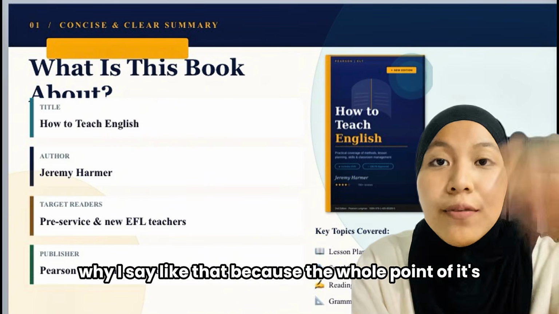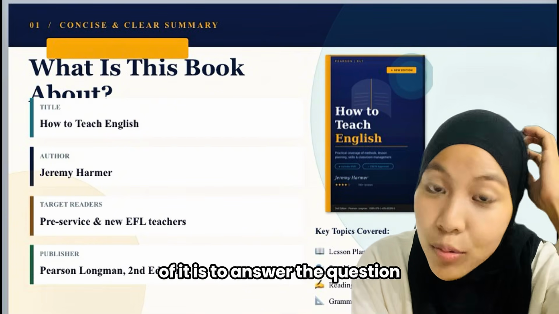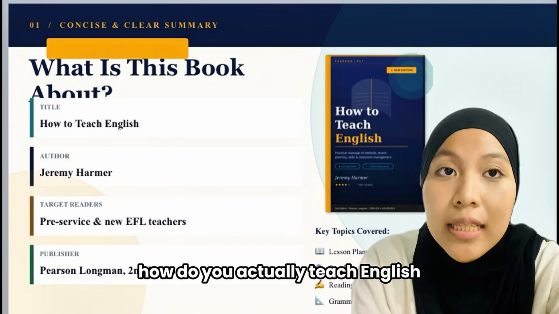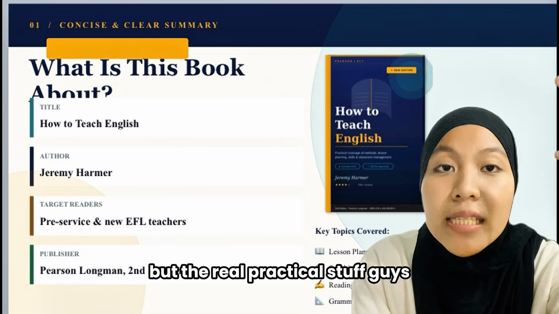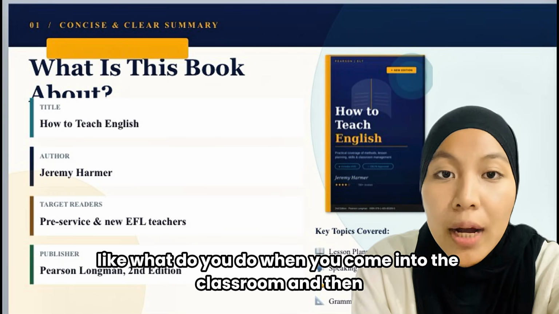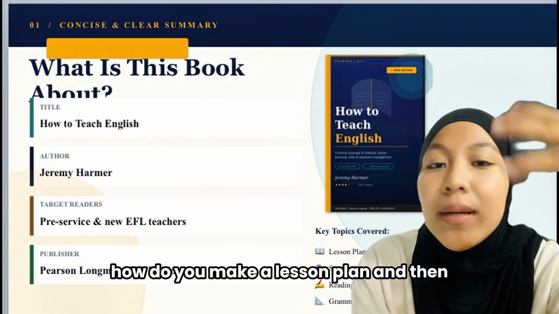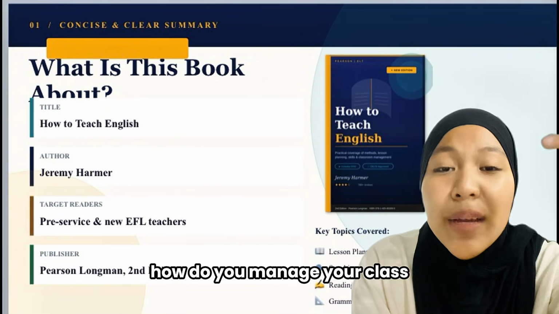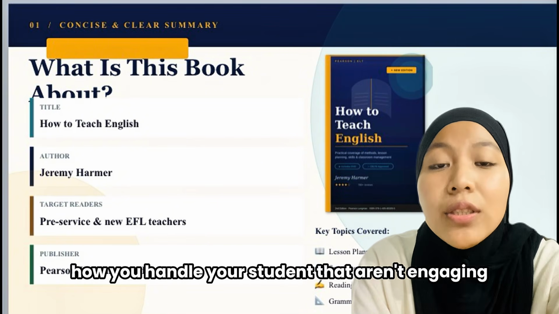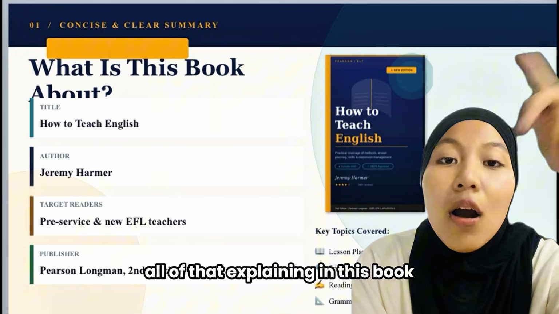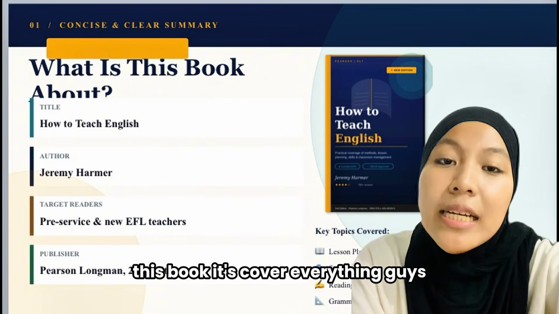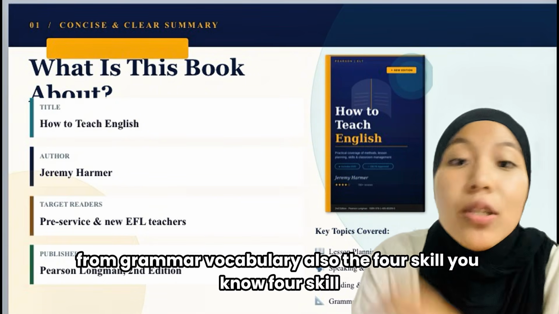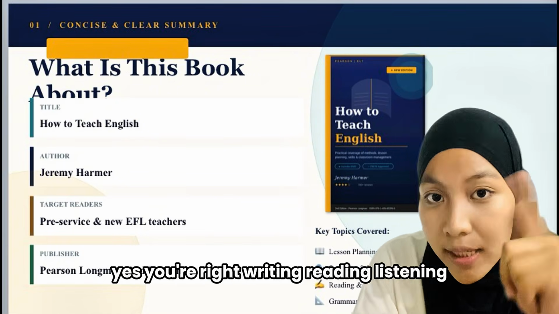Because the whole point of it is to answer the question, how do you actually teach English? Not just the theory side of it, but the real practical stuff, guys. Like what do you do when you come into the classroom, how do you make a lesson plan, how do you manage your class, how do you handle students that aren't engaging. All of that is explained in this book. This book covers everything, guys, from grammar, vocabulary, also the four skills. You know the four skills? Yes, you're right.